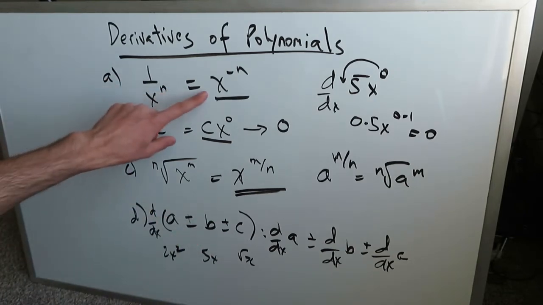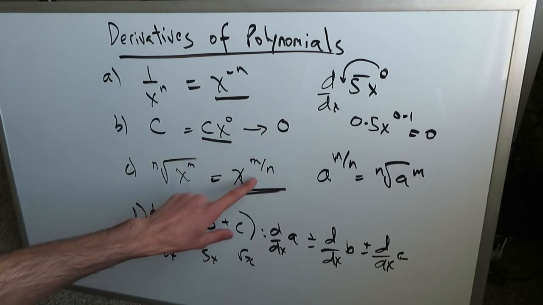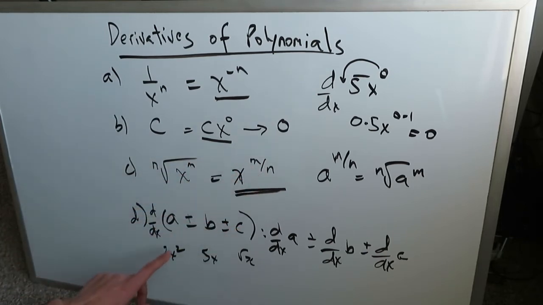If you see something like this, convert it into this. A constant derivative is always equal to 0. A radical should be converted into fractional exponential form, and you can just separate an expression into individual terms with their individual derivatives. Let's put all of this into examples so we can clarify all of it.